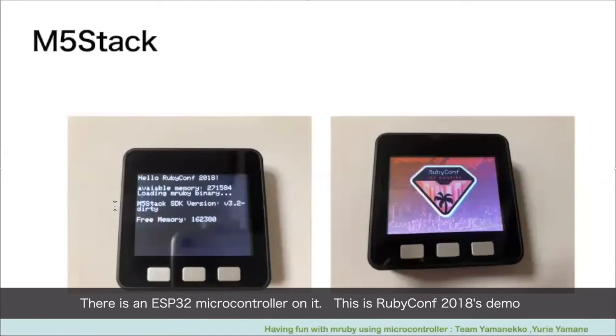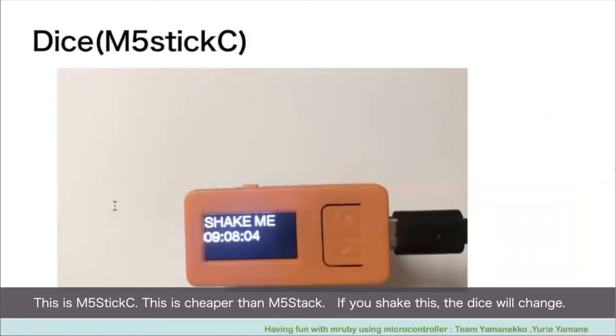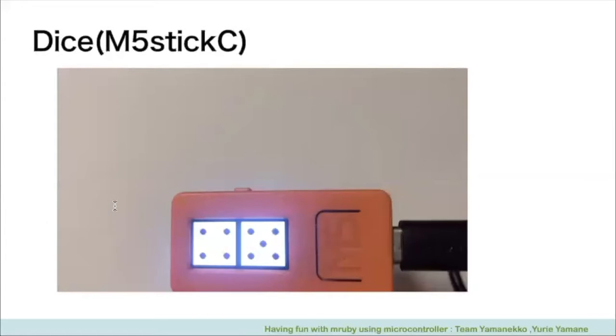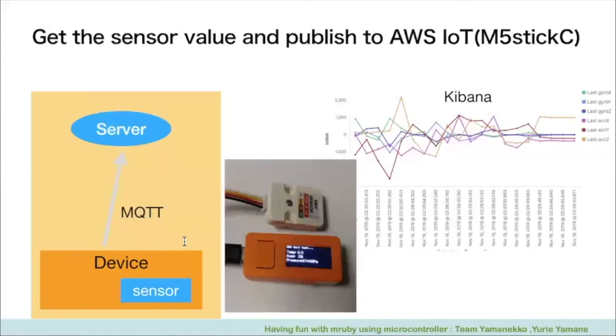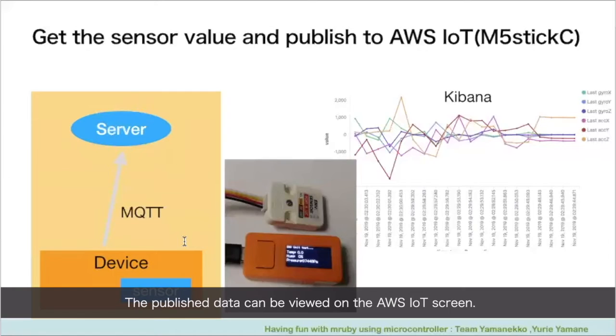This is RubyConf 2018 demo. This is M5 stick C. This is cheaper than M5 stack. If you shake this, the dice will change. I get the sensor value with M5 stick C and publish to AWS IoT. The published data can be viewed on the AWS IoT screen.